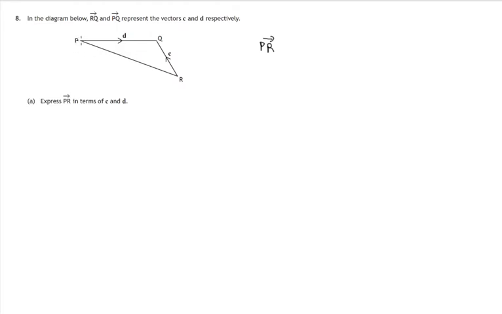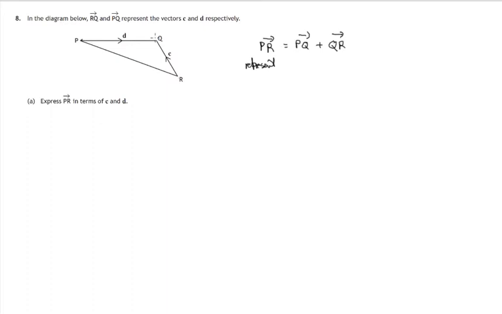So instead of going from P to R directly, let's go the scenic route. Let's go via the point Q. So we'll first of all travel from P to Q, followed by a travel from Q to R. And let's see what these journeys represent in terms of these vectors.